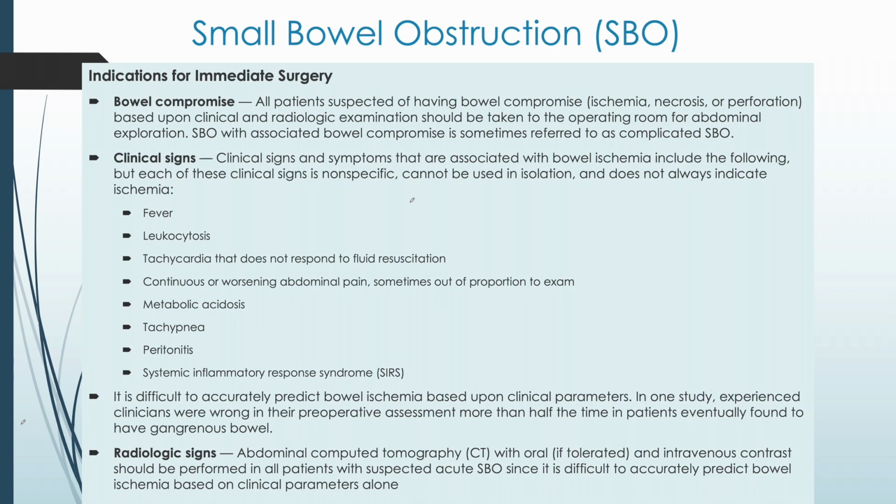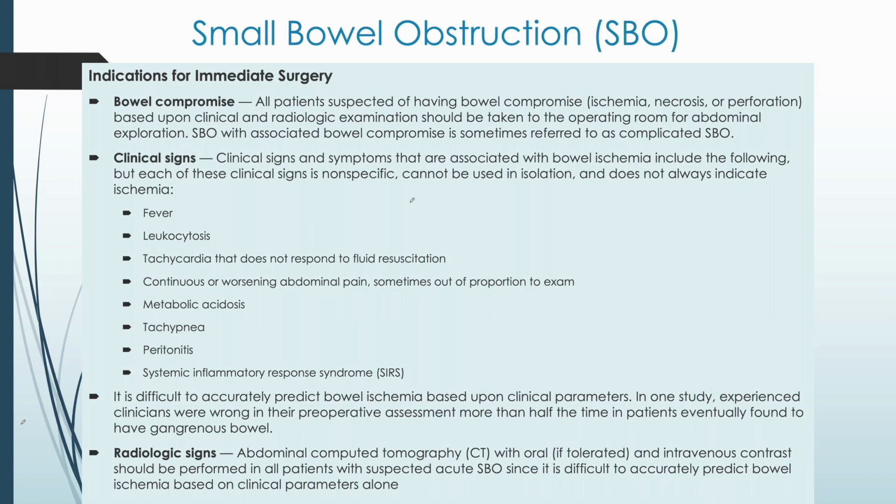And clinical signs and symptoms, like we mentioned before, are going to be not just colicky abdominal pain and a little bit of vomiting. It's going to be fever, leukocytosis, tachycardia, continuous abdominal pain out of proportion to exam, metabolic acidosis, tachypnea, peritonitis, and even SIRS. Remember, that's a precursor to sepsis, right? It is difficult to predict ischemia based on clinical parameters.